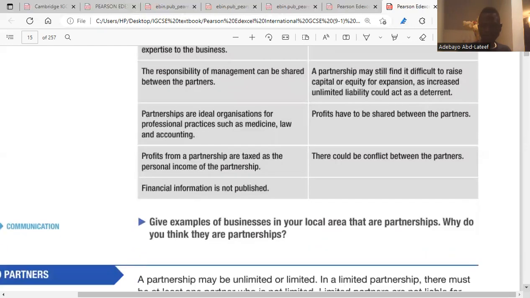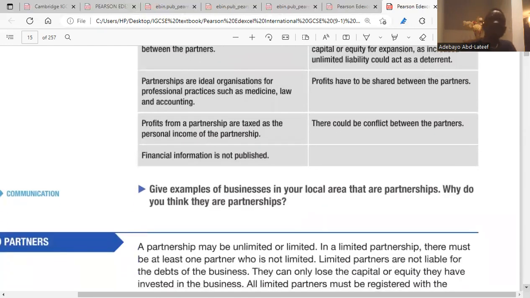There could be conflict between the partners. You're talking about 2 to 20 people coming together. They have to make decisions. Some decisions will not be favorable, while other decisions will be favorable. So in the case of an unfavorable decision, we might disagree. There might be conflict, and this might halt the partnership business. Yes, of course. Is it clear? Okay.